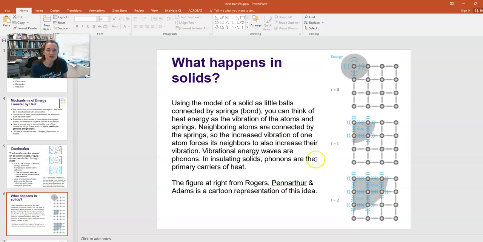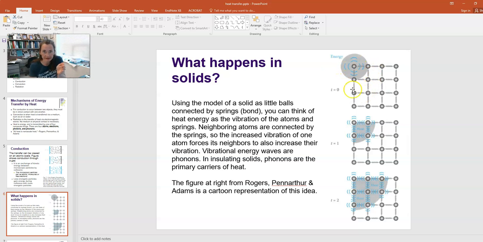So if you use this model, then you can think of heat energy as the vibration of those atoms on their little springs. Hotter things are going to vibrate at higher frequencies than colder things. So that's how it works. Let's say you start off with a hot corner up at the top, and that causes this atom at top left to vibrate at a higher energy than the atoms around it.